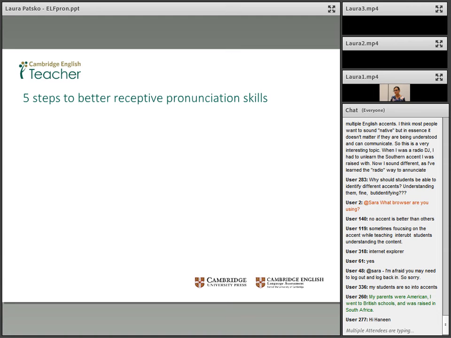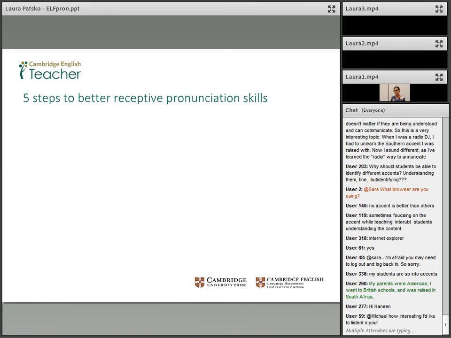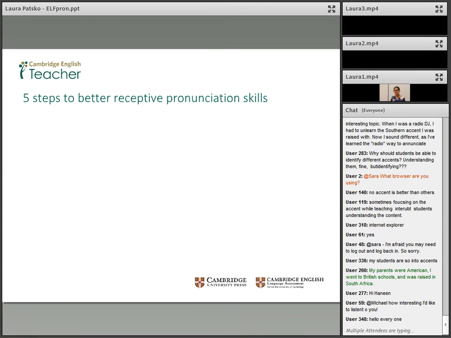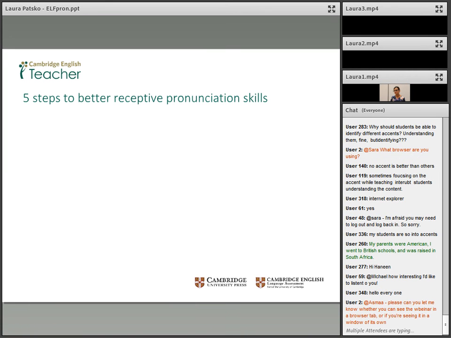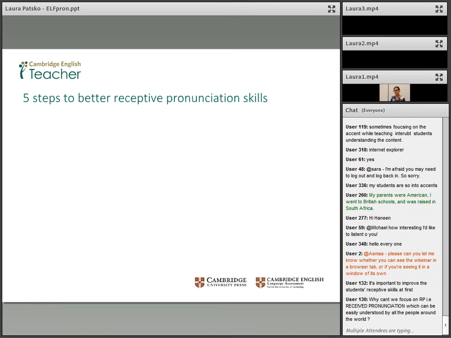So now we come to our 5-step lesson plan to develop better receptive pronunciation skills. And I'm calling them receptive pronunciation skills rather than listening skills to make a distinction between listening generally, just getting someone's general message, and really focusing on individual words, being intelligible, being clear. And to me, that's an aspect of pronunciation, but it's the receptive side of pronunciation. It's making sense of the sound signals that we receive from someone else and processing that so that we recognize the words they are saying.